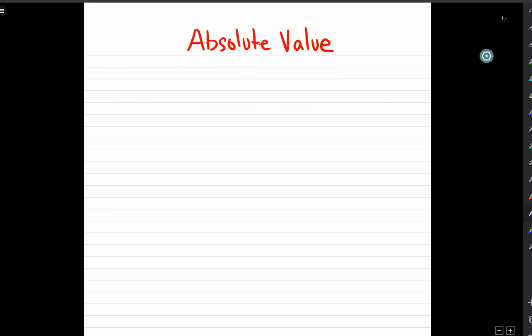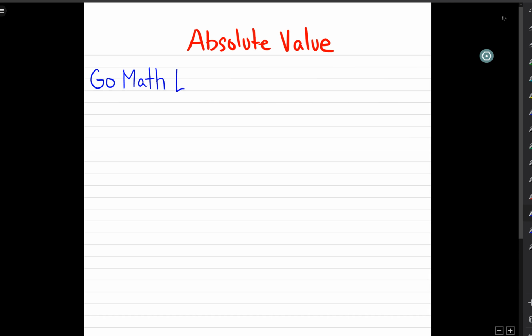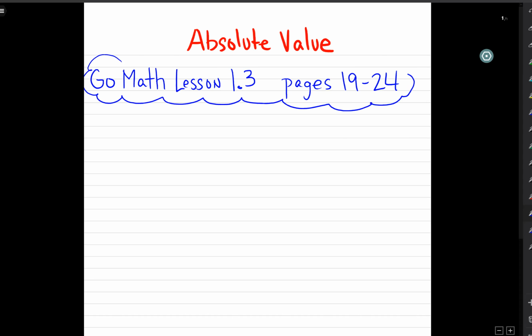And the absolute value lesson will be in our Go Math textbook. It's Go Math lesson 1.3, on pages 19 through 24. So you're going to be doing some work today on this Go Math lesson 1.3, pages 19 to 24, and you'll see that in a minute.